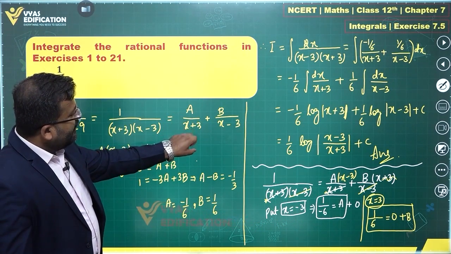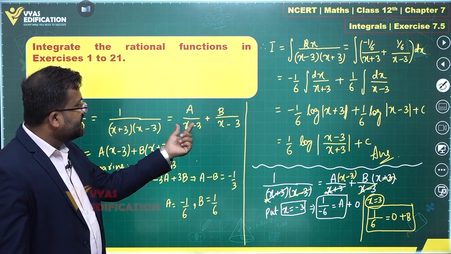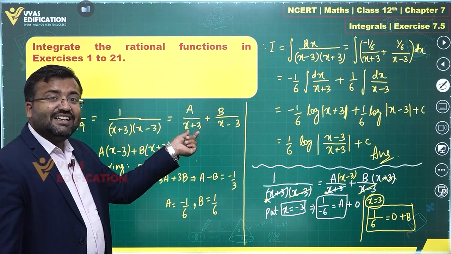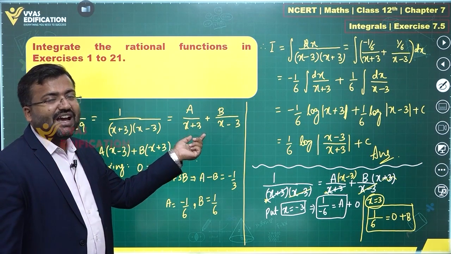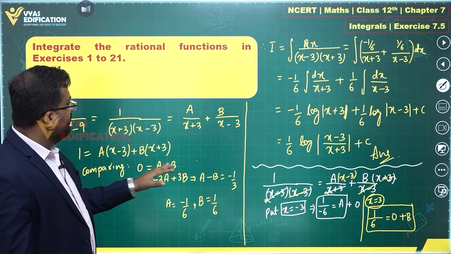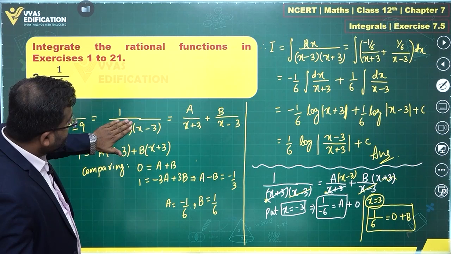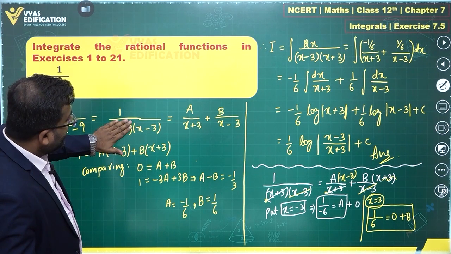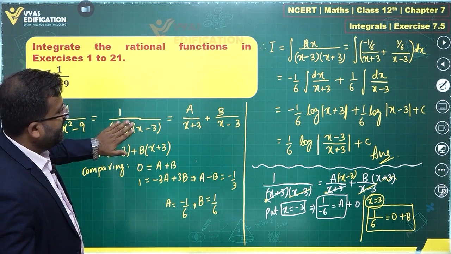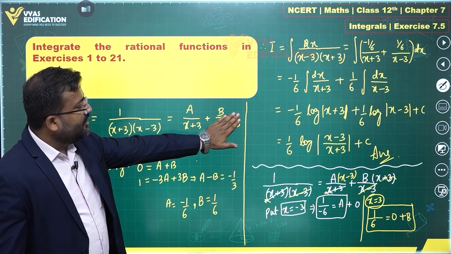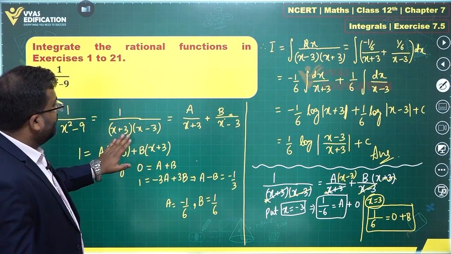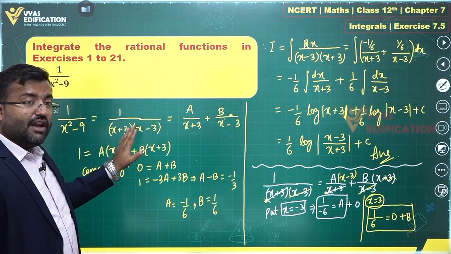So, for finding the value of a, this x plus 3 equal to 0 happens at x equal to minus 3. So, you will forget this factor and you put x equal to minus 3 in the remaining expression on the left hand side, and what do you get? 1 upon minus 6, that gives you the value of a. Similarly, putting x equal to 3 here, after removing this, will give you the value of b.